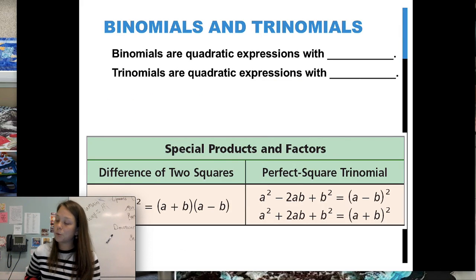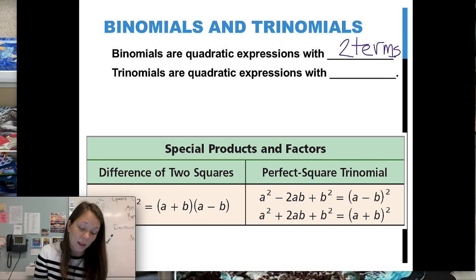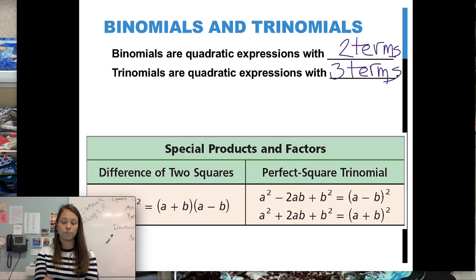What we've just done is we've talked about some binomials and trinomials. Just as a reminder, binomials are quadratic expressions with two terms. That's how we write our factored form of things. Trinomials are things with three terms, which is our standard form of a quadratic function.